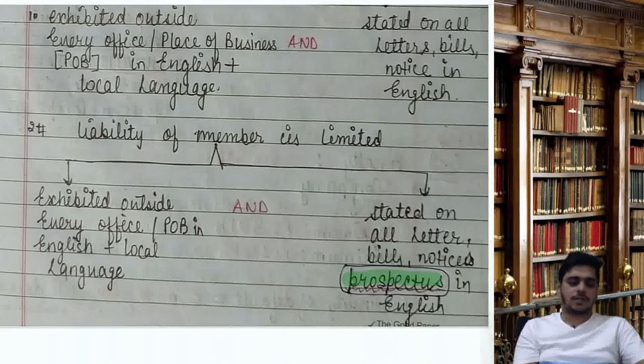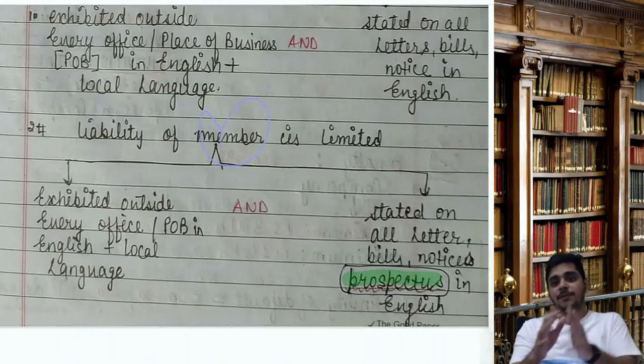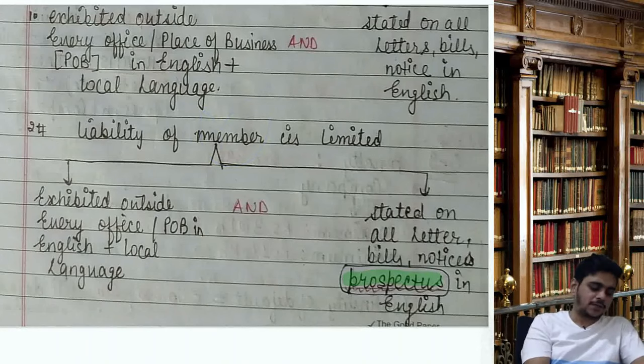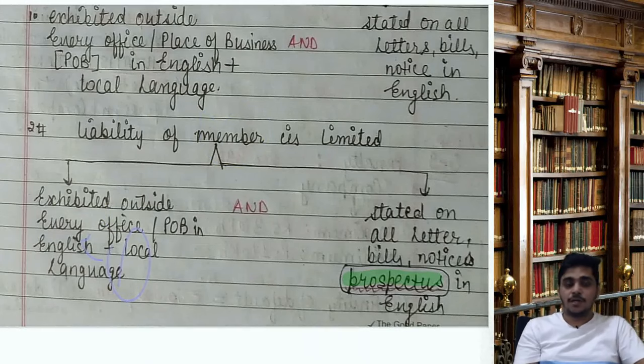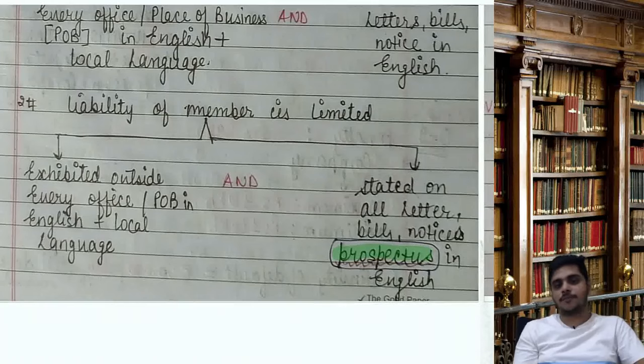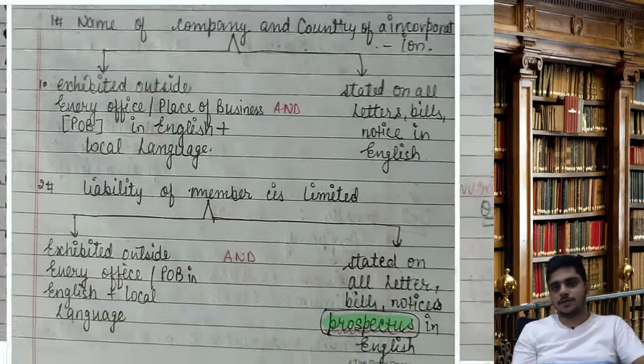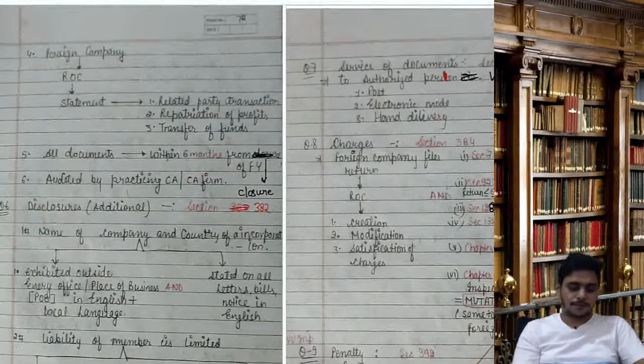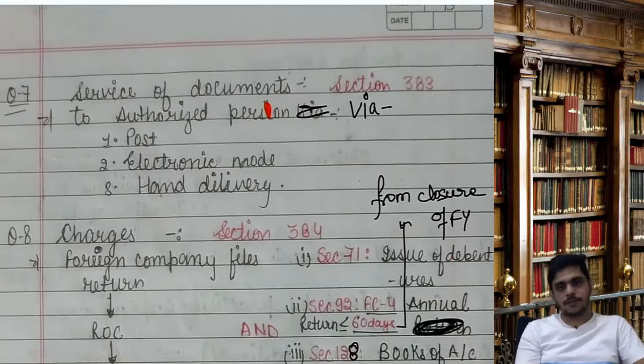Second disclosure: the liability of the members is limited. The fact that the liability of members is limited should be exhibited outside the office or place of business in English and the local language. It should also be stated on all the letters, bills, notices and prospectus. What is added? Prospectus, in English. Okay, 382, two disclosures.